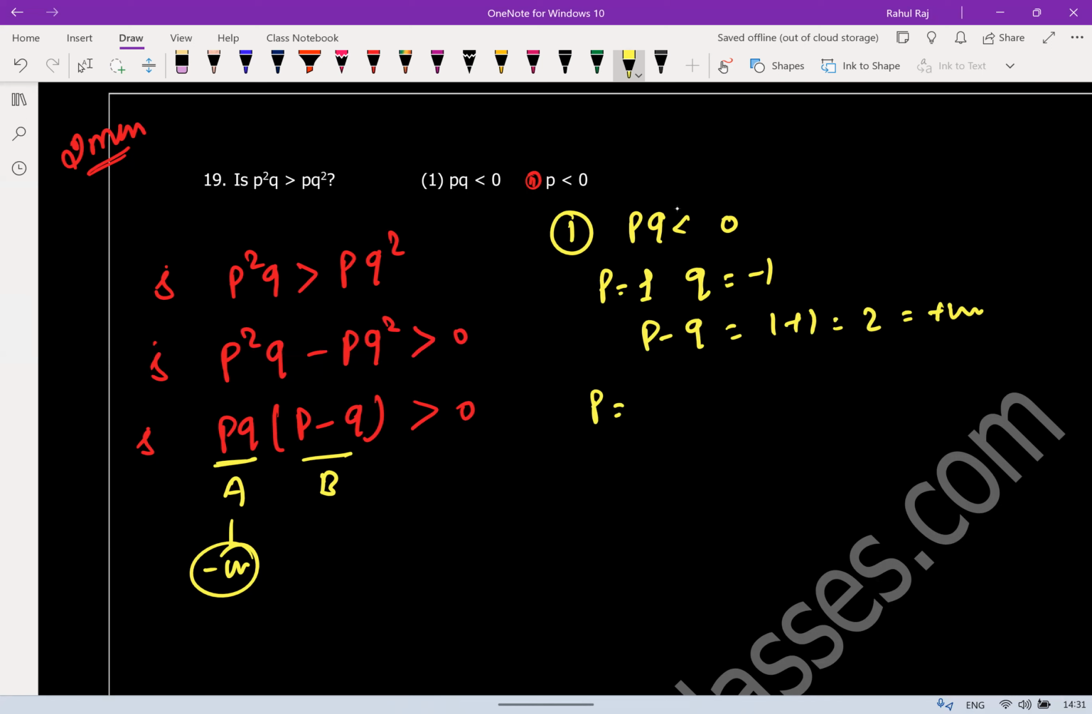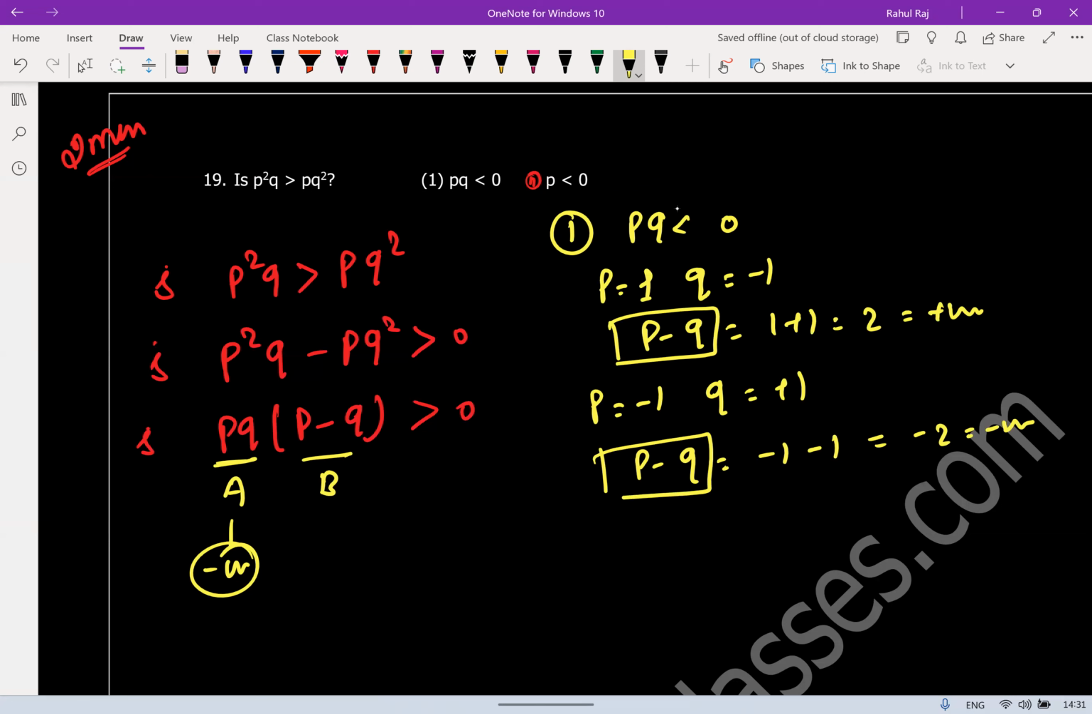Imagine if P is negative 1, Q is positive 1. P minus Q will become negative 1 minus 1, that is negative 2. It becomes a negative number. So just by knowing that PQ is less than 0, I have no idea about P minus Q at all. It can be positive, it can be negative.